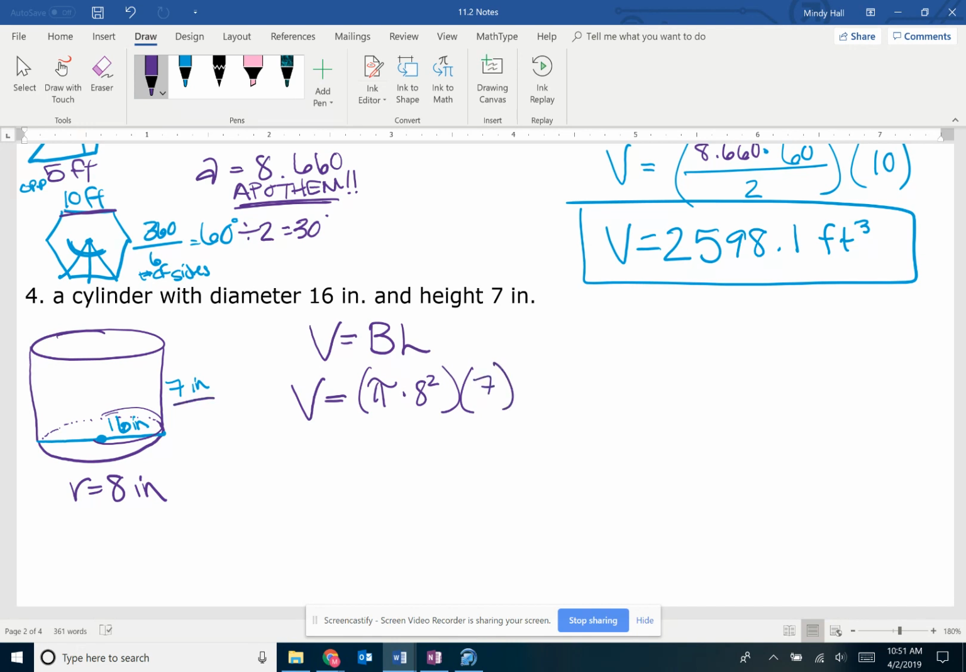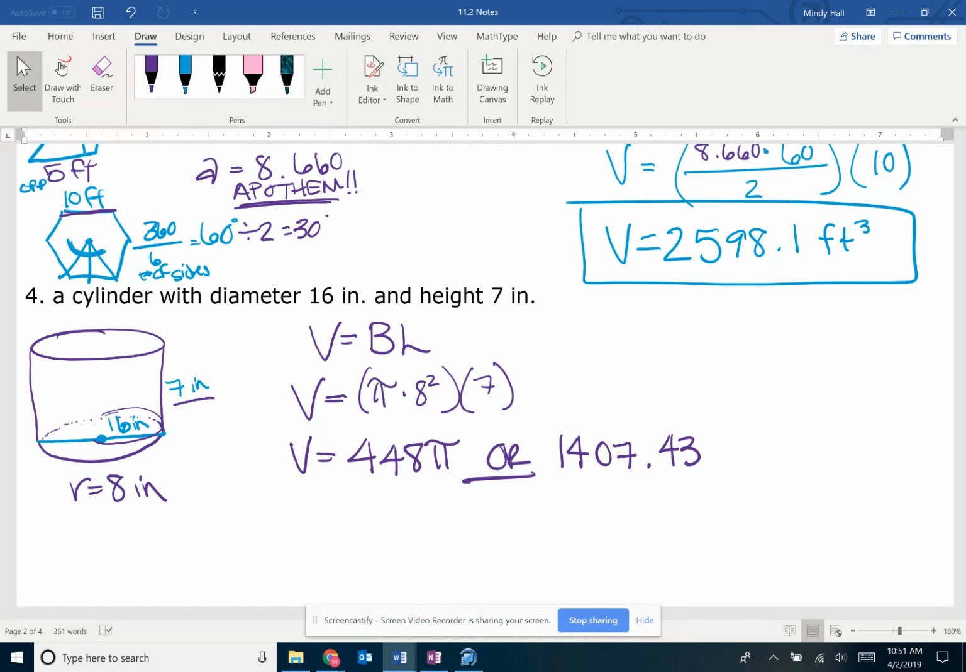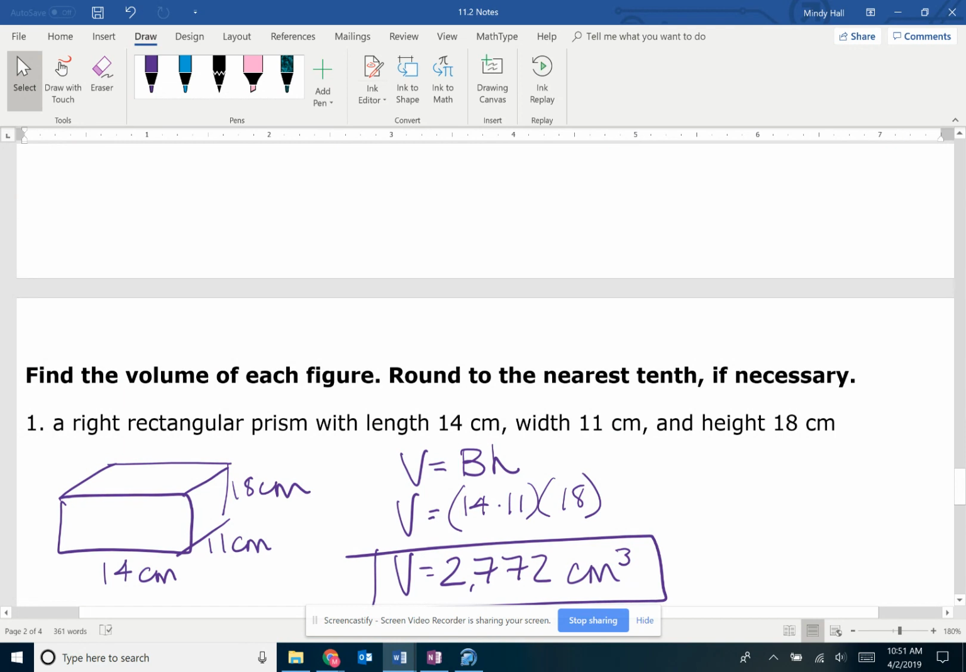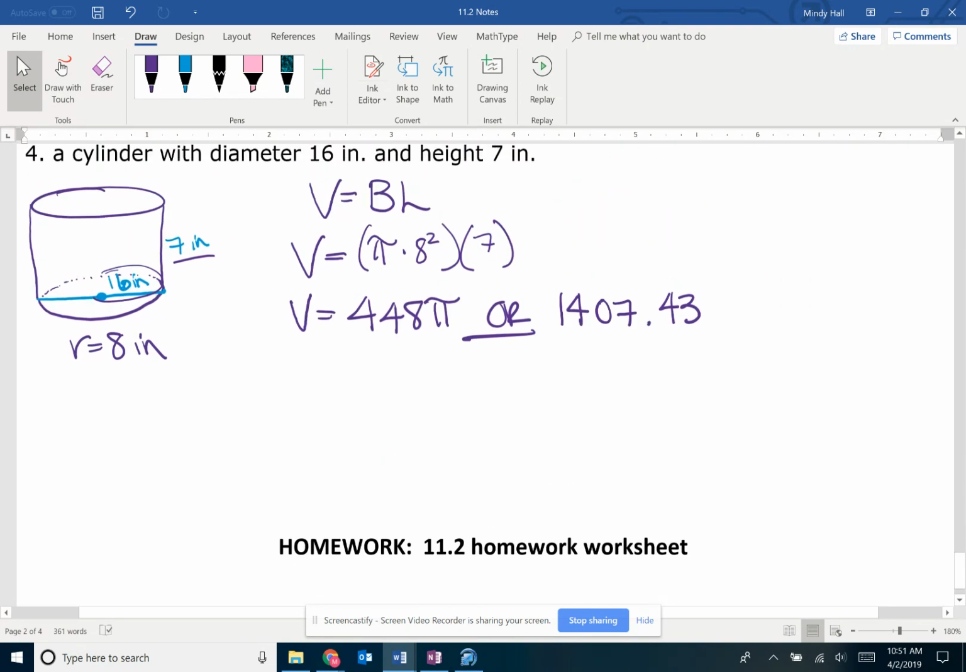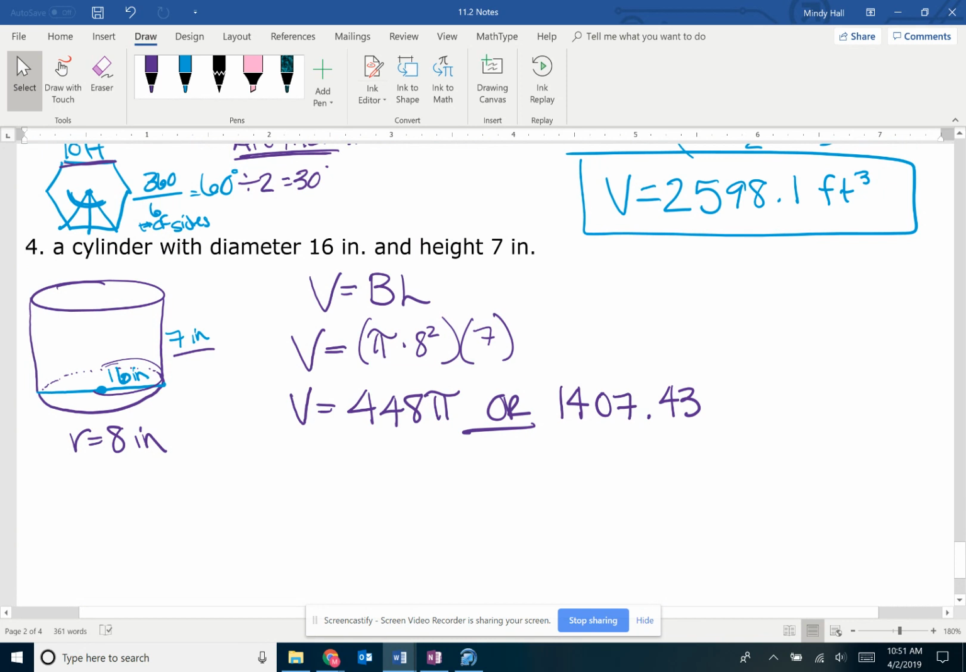So then 8 squared times 7 gives us 448 pi. Or if we multiply that by pi, 1,407.43. And in this case, they said they don't need the answer in terms of pi. And let me just double check the top. Yep, rounded to the nearest tenth. So you don't have to even have the 448 pi. For me, I would probably just put it, but that's just personal preference. And this is inches cubed.